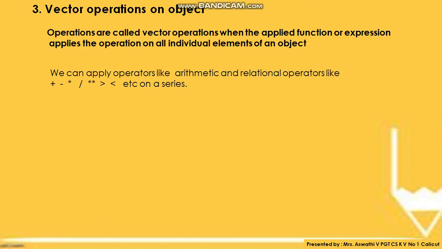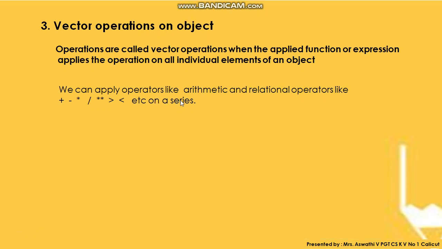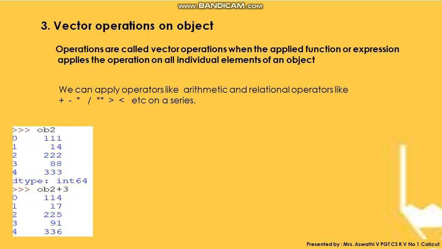Now next, third operation that we have to see is vector operations on object. This vector operation concept we have learned in NumPy also. To see what is meant by vector operation, operations are called vector operations when the applied function or expression applies the operation on all the individual elements of an object. We can apply operators like arithmetic and relational operators like plus, minus, star, slash, star star, less than, greater than, not equal to, isn't it? All those operators can be used with the series object. You see the example here.